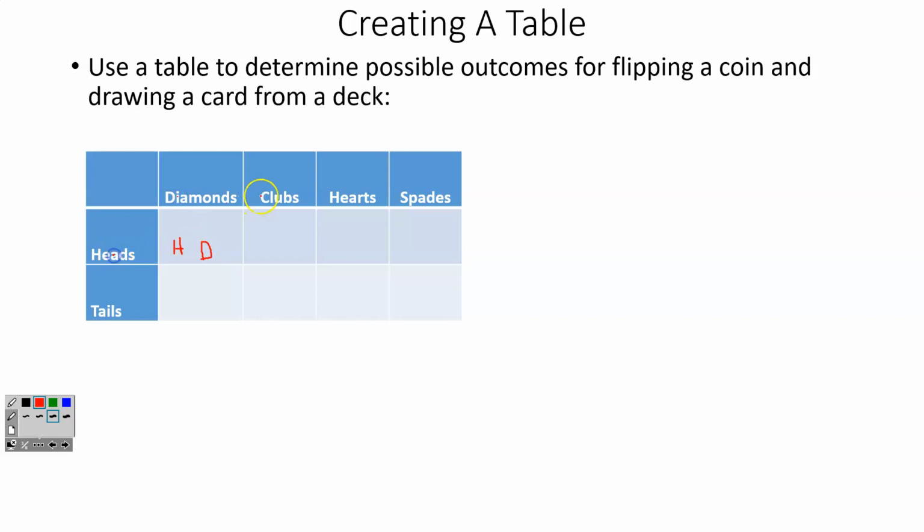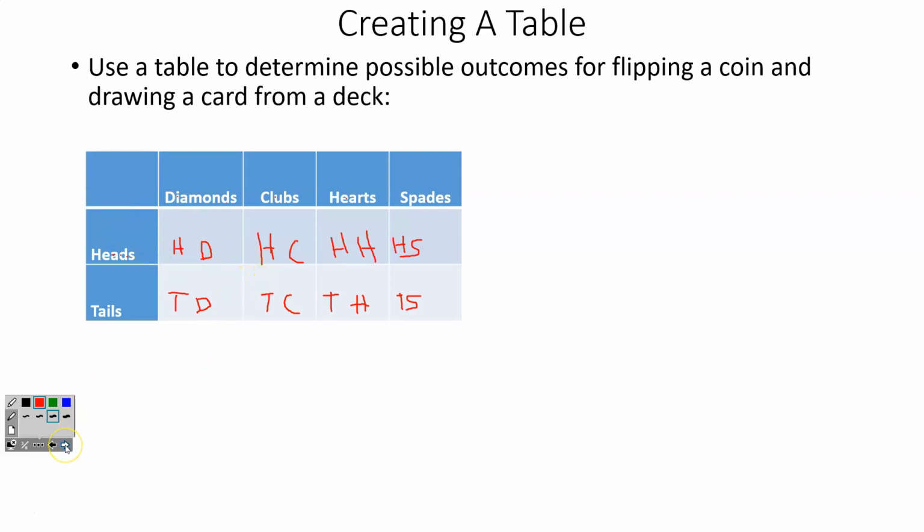Well, or I could get heads and clubs. Or I could get heads and then breed it with hearts. Or heads and spades. Or maybe I get tails. So maybe I get a tails and a diamond. Or tails and clubs. Or tails and hearts. Or tails and spades. So these are the possible different combinations when you flip a coin and choose a random card from a deck.